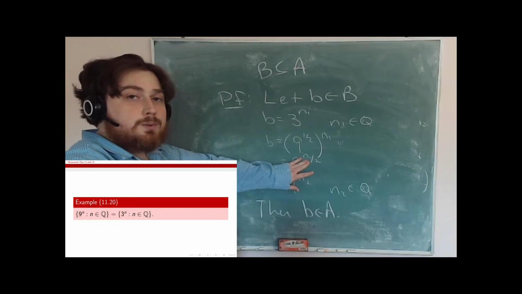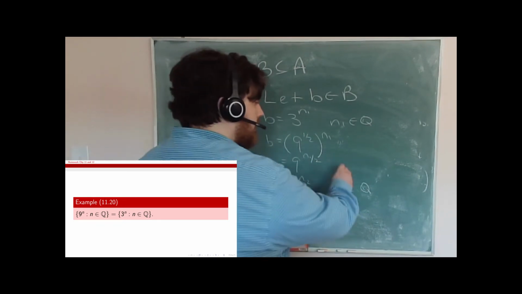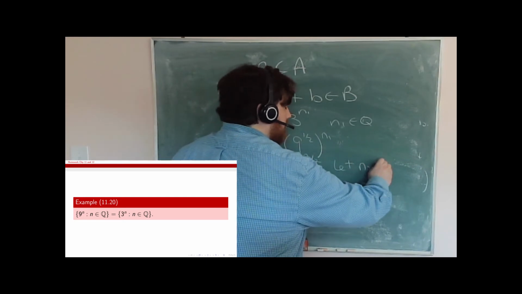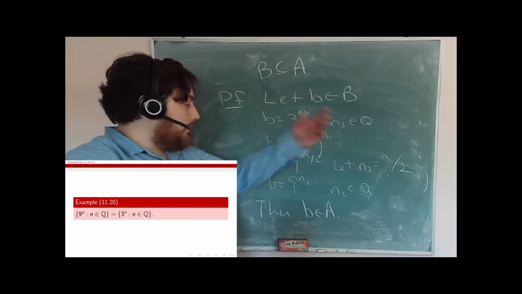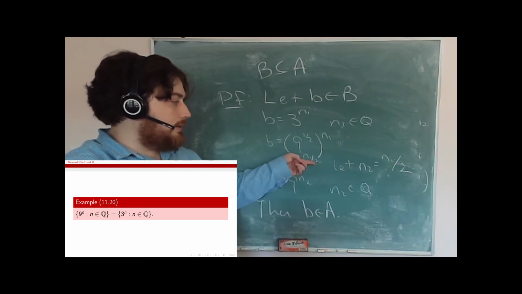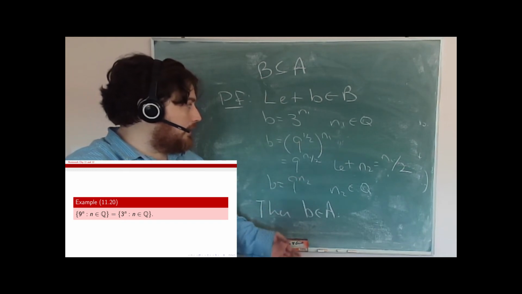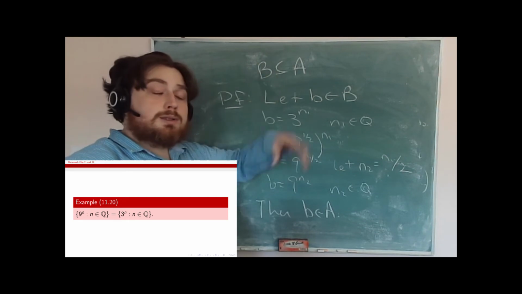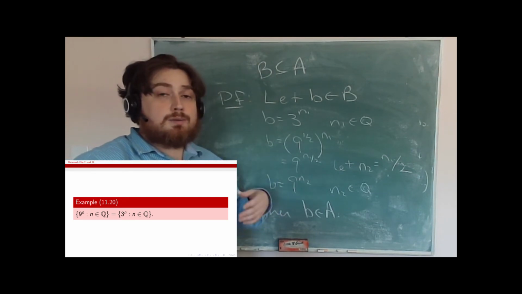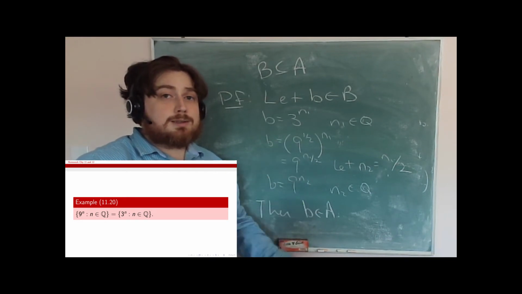However, since n1 is rational, if I divide by 2, I still get a rational number, so I'm going to let n2 equal n1 divided by 2. Then we do indeed have that b is 9 to the n1 over 2, or n2, which is a rational number. Hence, if b is in B, b is in A, so B is a subset of A. Since we've already shown A is a subset of B, this means that B and A are actually the same sets, and they consist of exactly the same elements.